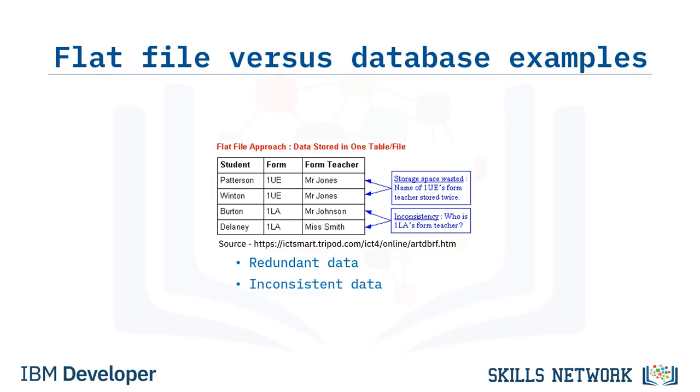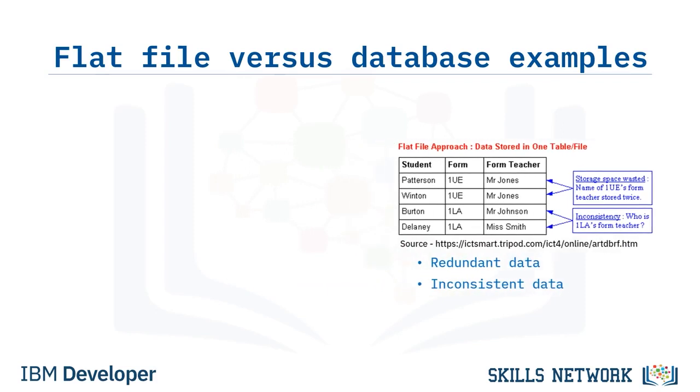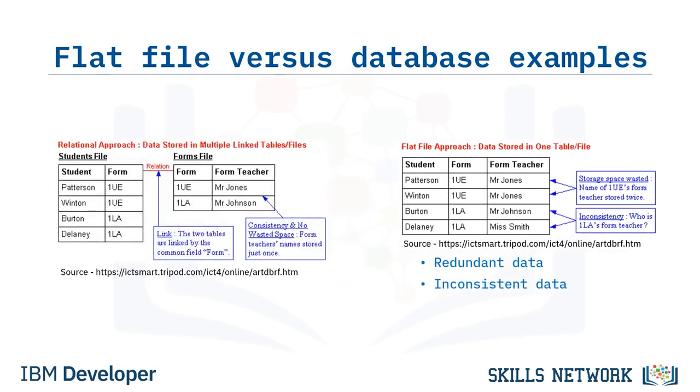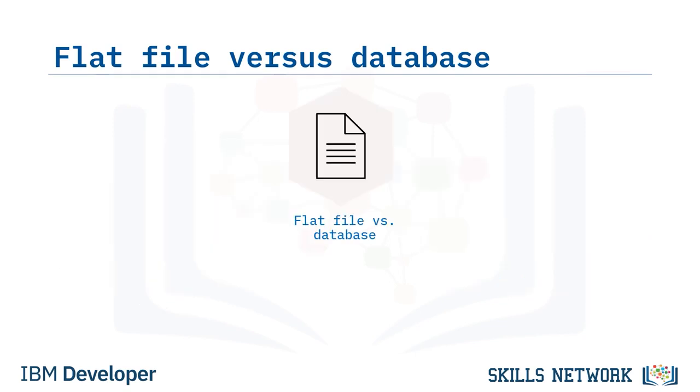In a relational database, data is stored in multiple files linked by common fields. Here is the same data stored in two files in a relational database. Relational databases have two important advantages over flat file databases. Control over redundant data. Wherever possible, storing data once eliminates the wasting of storage space. And data consistency. Because each data item is stored only once, there cannot be two different values, so the data will always be consistent.